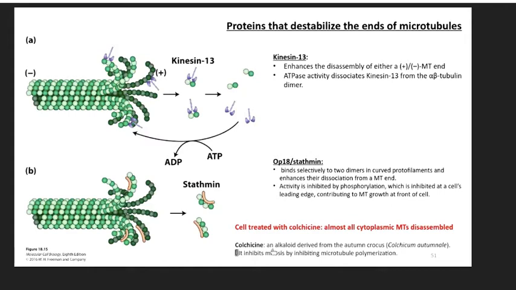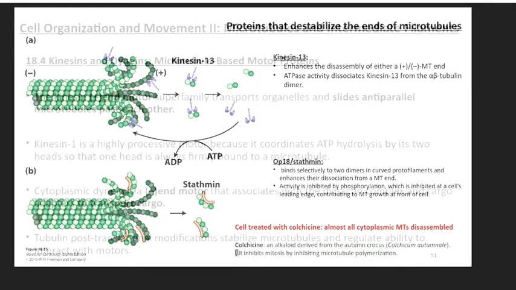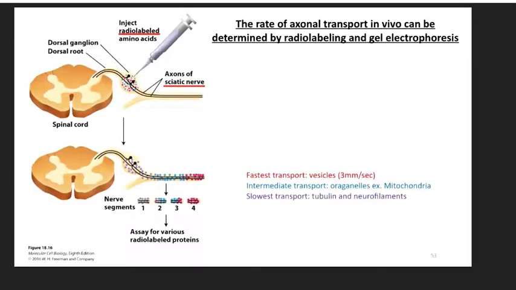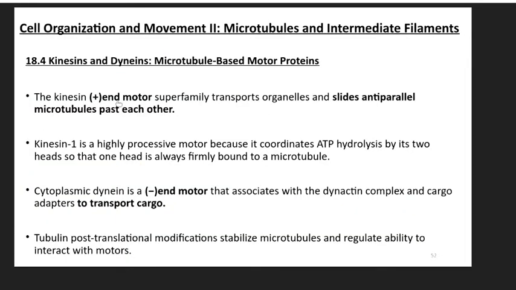Also colchicine. Colchicine is an alkaloid derived from Colchicum autumnale. It inhibits mitosis by inhibiting microtubule polymerization. So colchicine is a chemical which is a depolymerization factor. Important point: the kinesin plus end directed motor slides antiparallel microtubules past each other, which is important. Cytoplasmic dynein is a minus end motor and it acts along with the dynactin complex and cargo adapter.